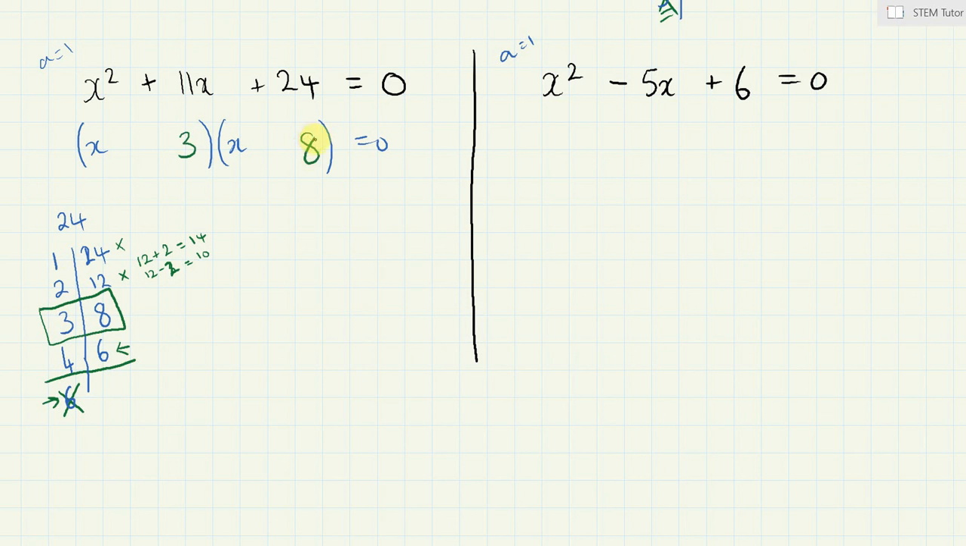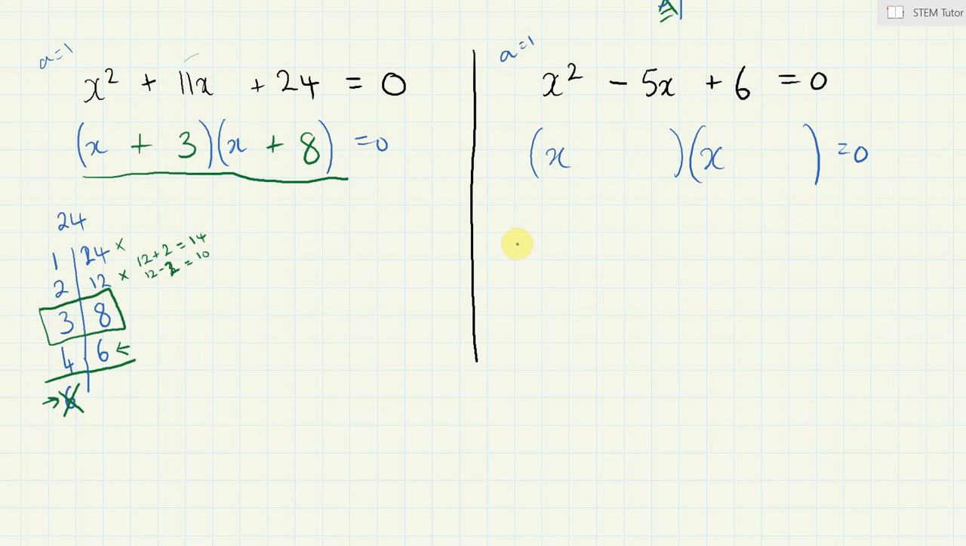3 and 8. And how do I get to plus 11 with 3 and 8? Well, I'd need a positive 3 and a positive 8. So plus 3 plus 8 would give me plus 11. So that quadratic equation there is factorised into this. So hopefully you got the same answer. Now let's move on to this question. So again, we can set up our brackets with x leading both brackets.